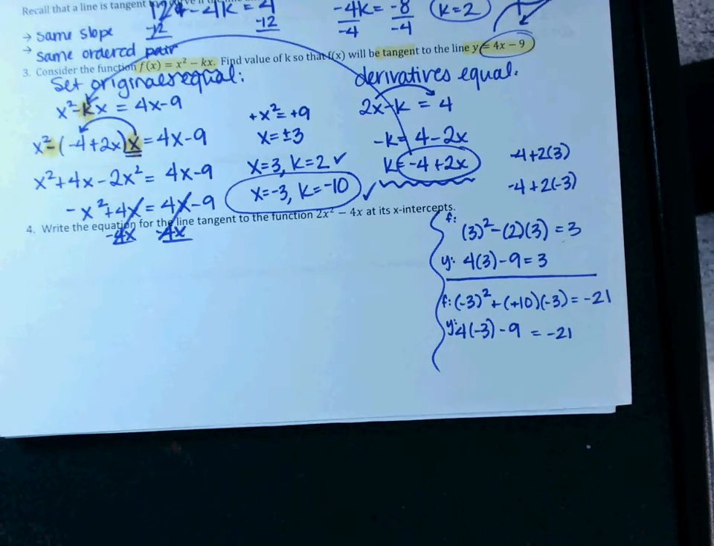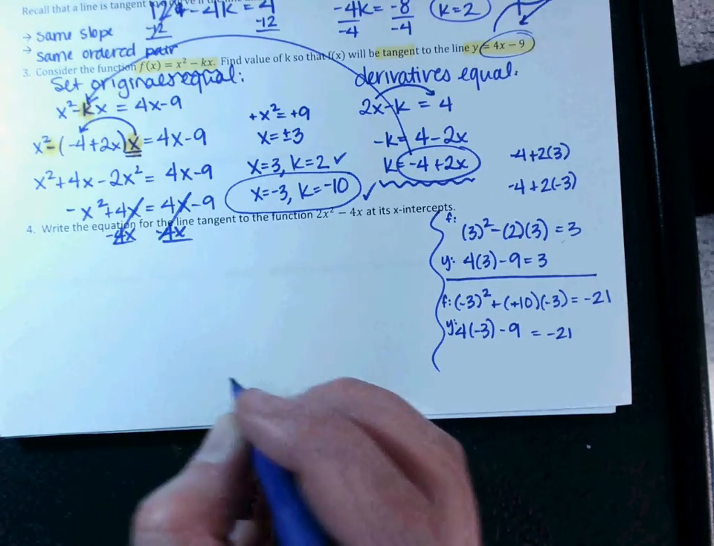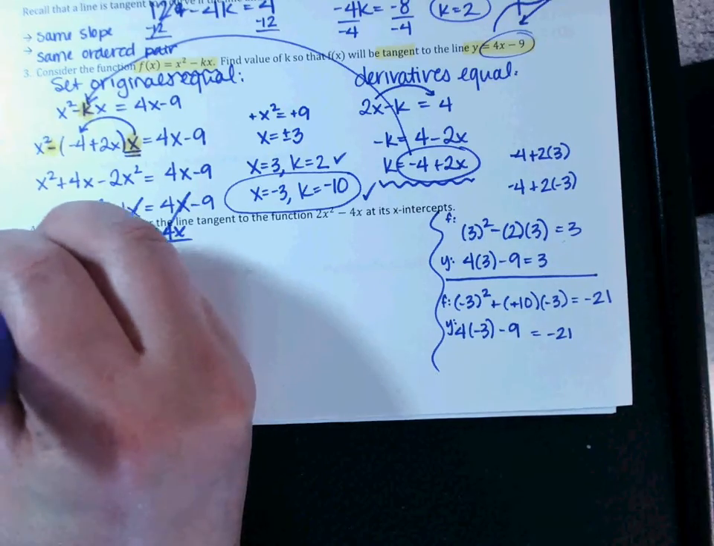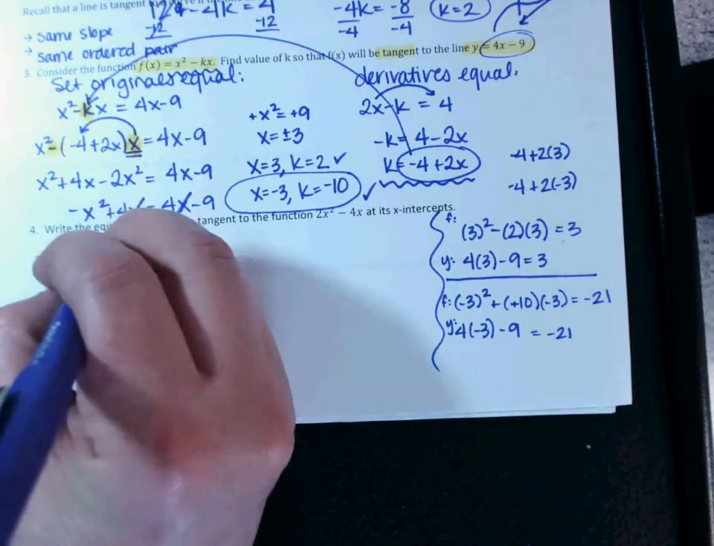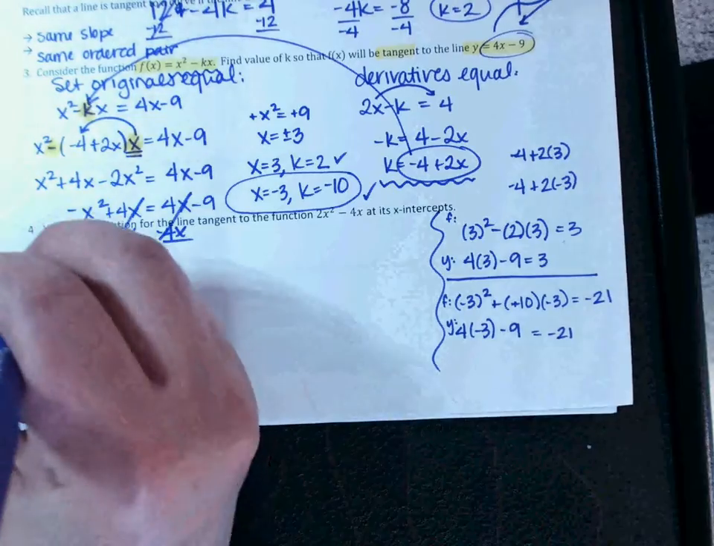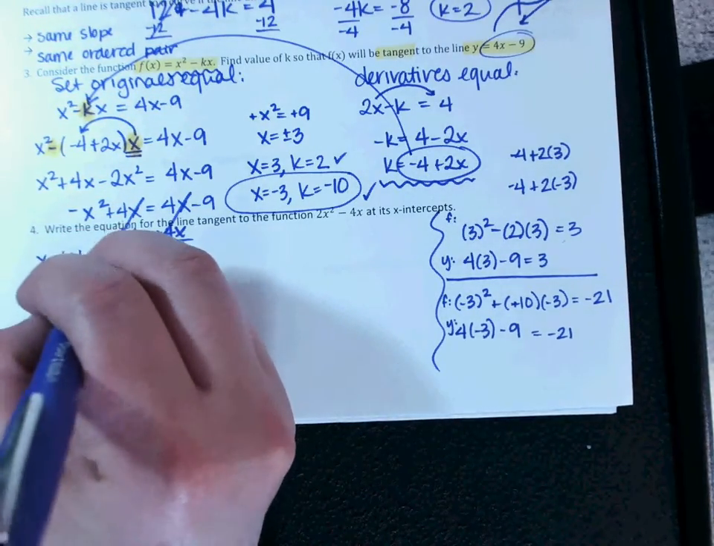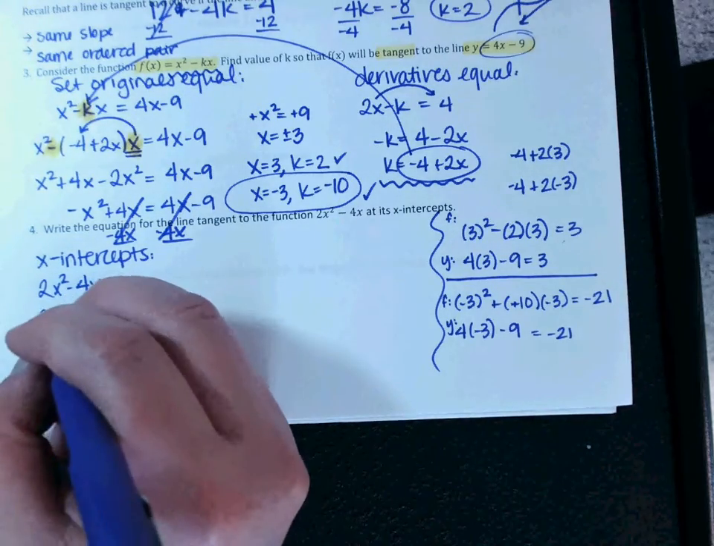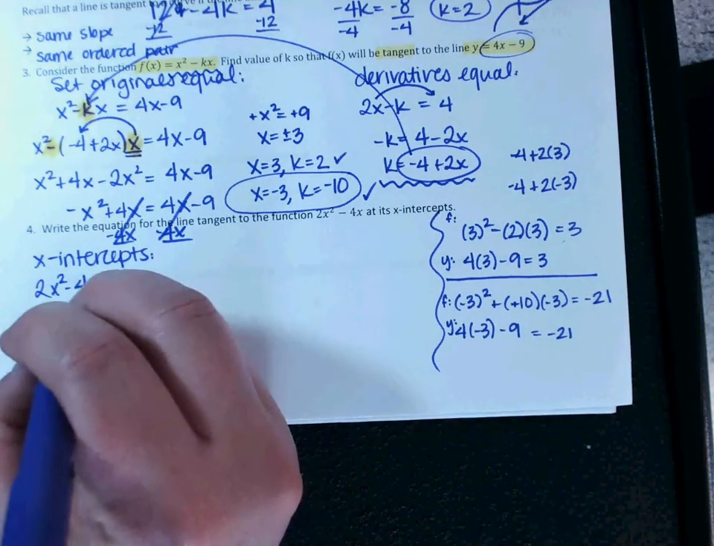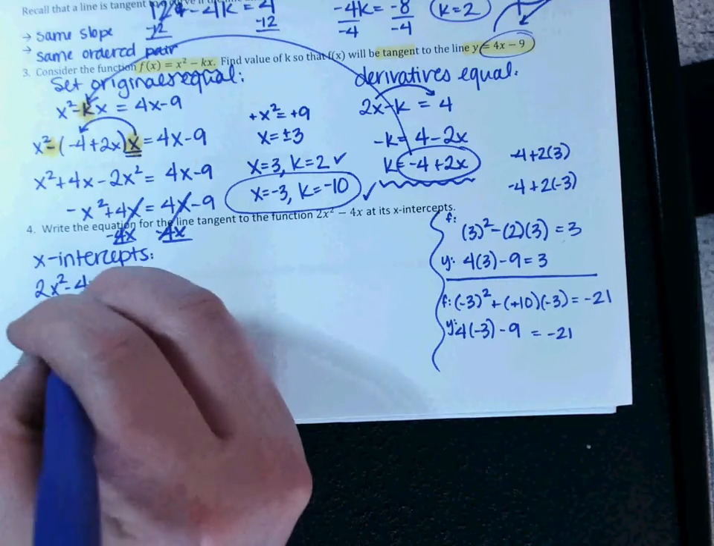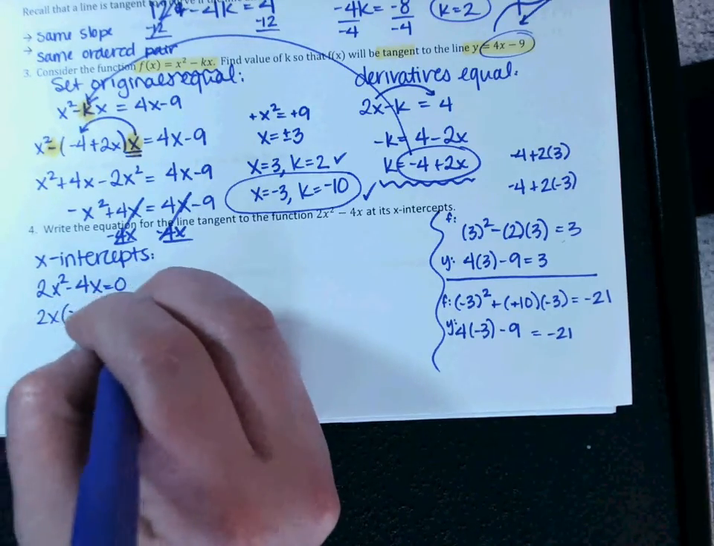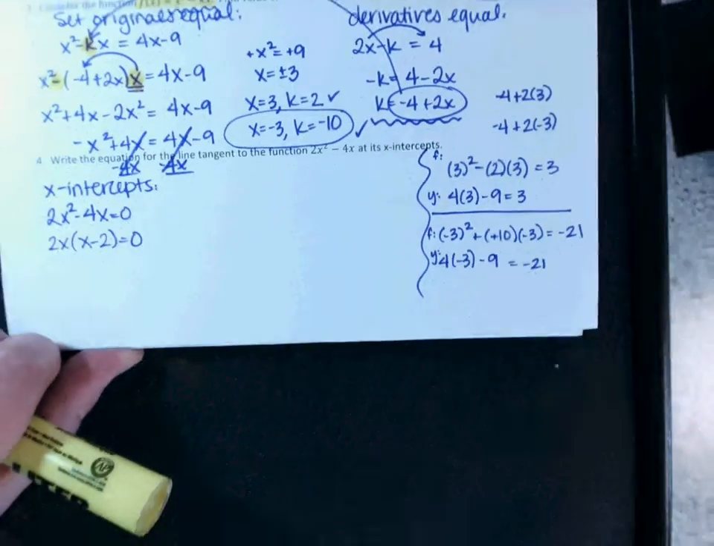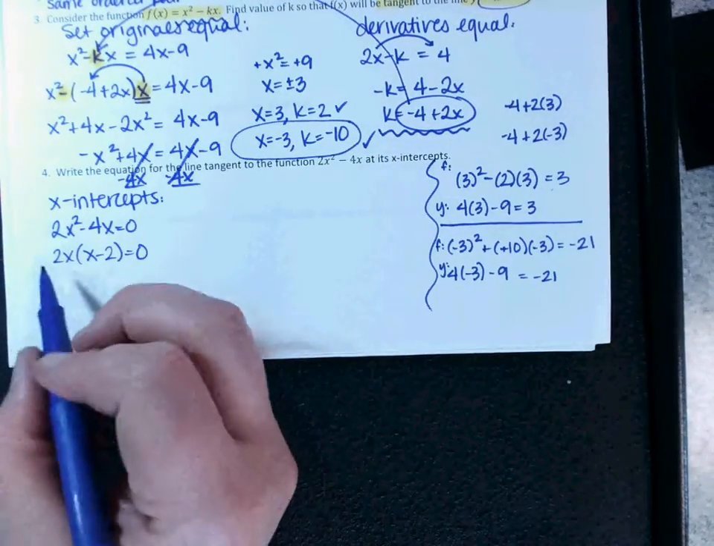Alright, next one says, write an equation for the line tangent to the function at its x-intercepts. How do you find x-intercepts? Set it equal to 0. So to find my x-intercepts, you're going to let 2x squared minus 4x equal 0. What can we take out? 2x. Which means my remaining part would be x minus 2, right? So what are my two x-intercepts?